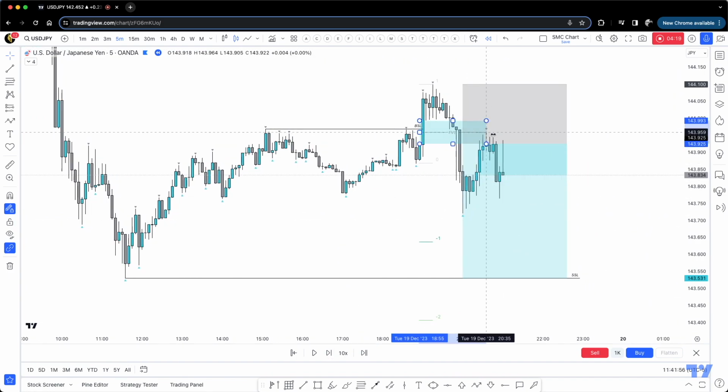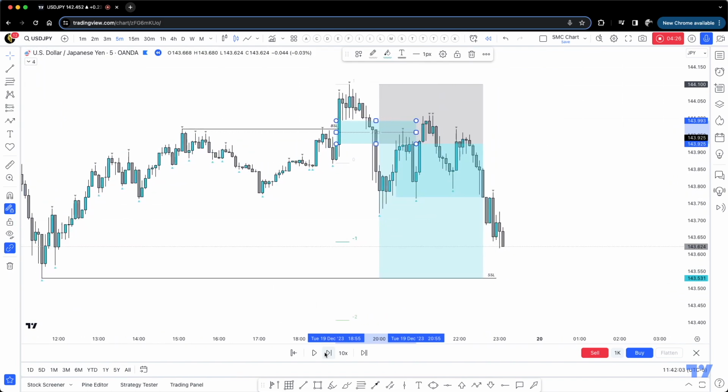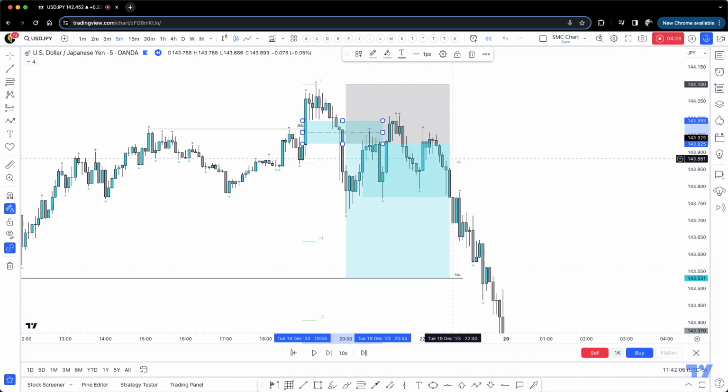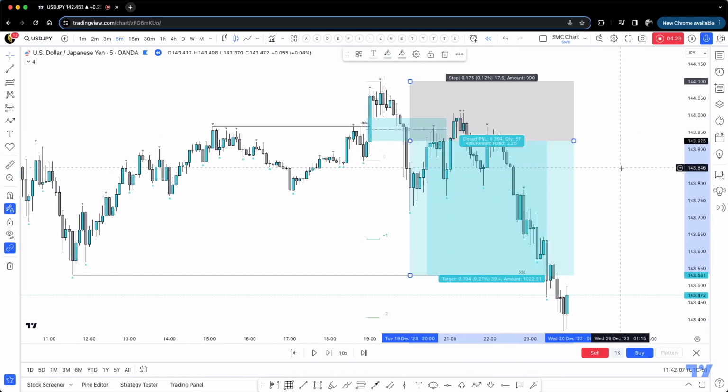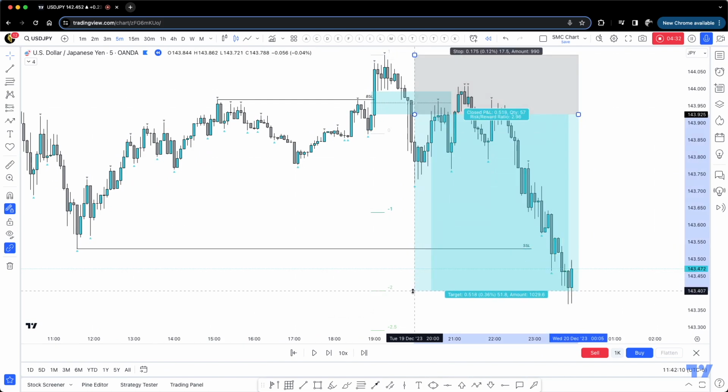Price comes into the zone. You see it's even touching the 50% right there. Let's see. Kind of choppy, but price does end up displacing to the downside and even reaching our final target, if we wanted to target right here. So see, nice risk to reward.